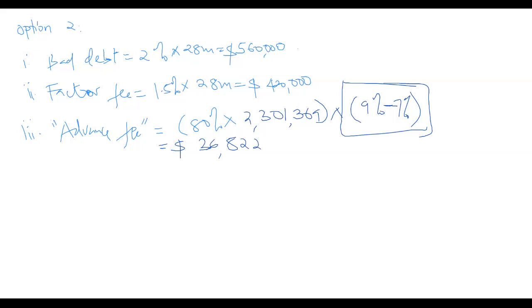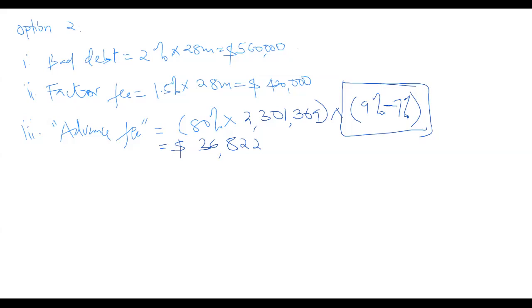Someone have a question? Yes, I have a question on the advance fee. I just don't understand why we're taking the 80% times the 2.3. I thought it's supposed to be 80% times the 28 million. Okay, now, if we do as you're proposing, that is 80% of 28 million, what it means is that the factor is going to give you 80% times 28 million, which, just a rough figure, for example, 24 million.